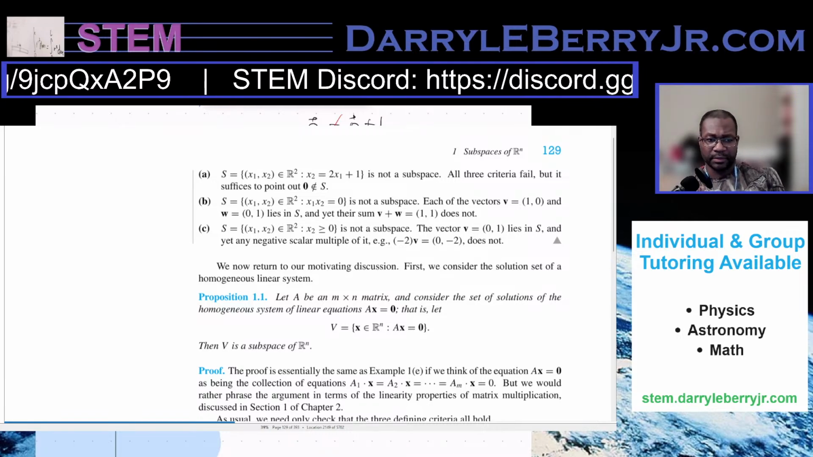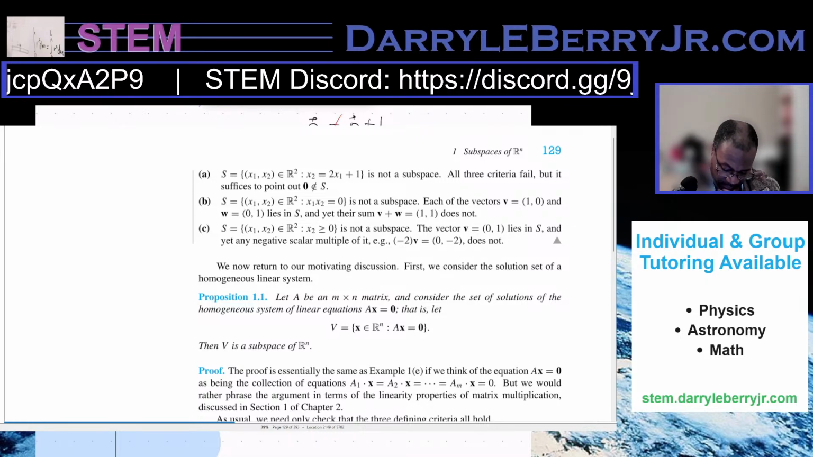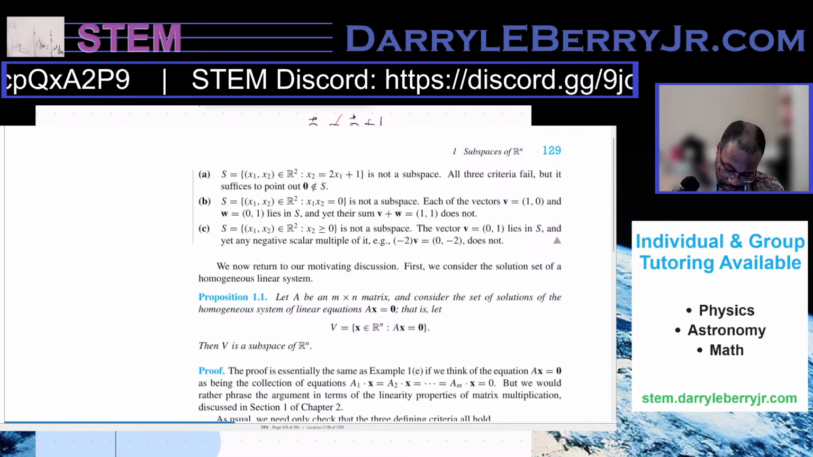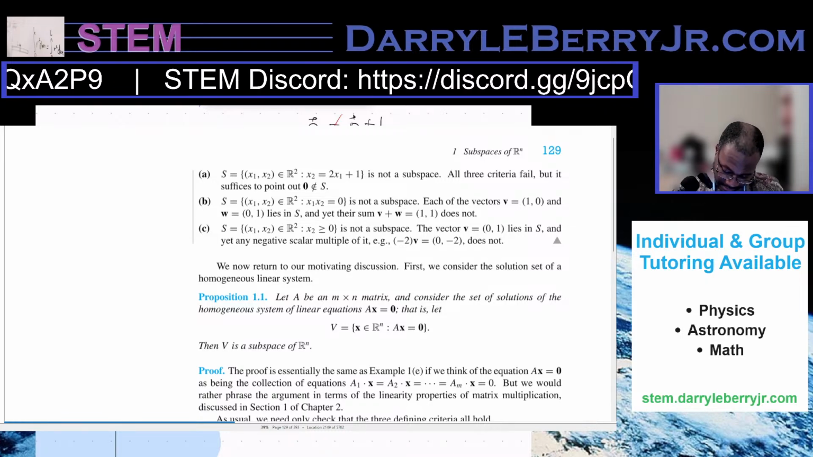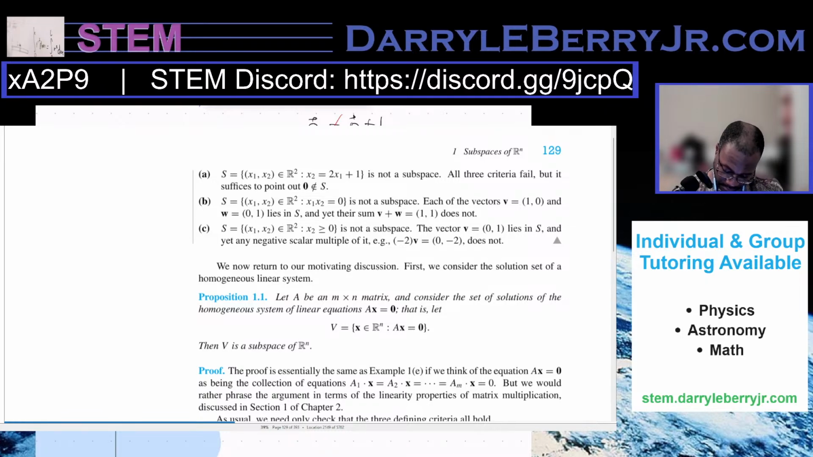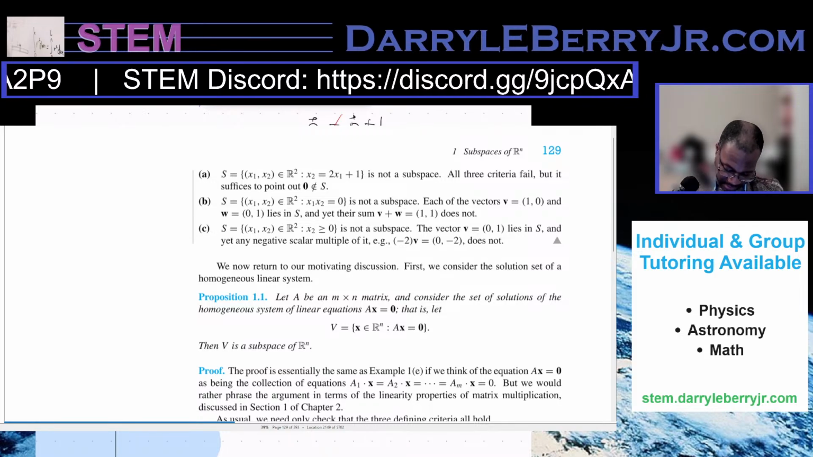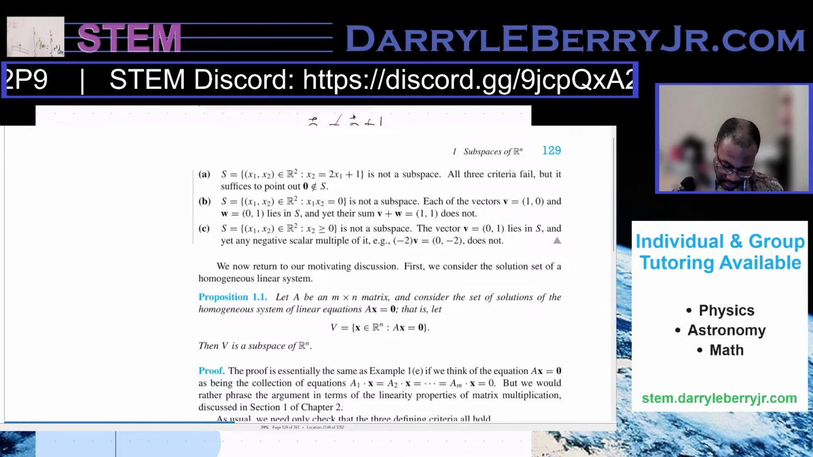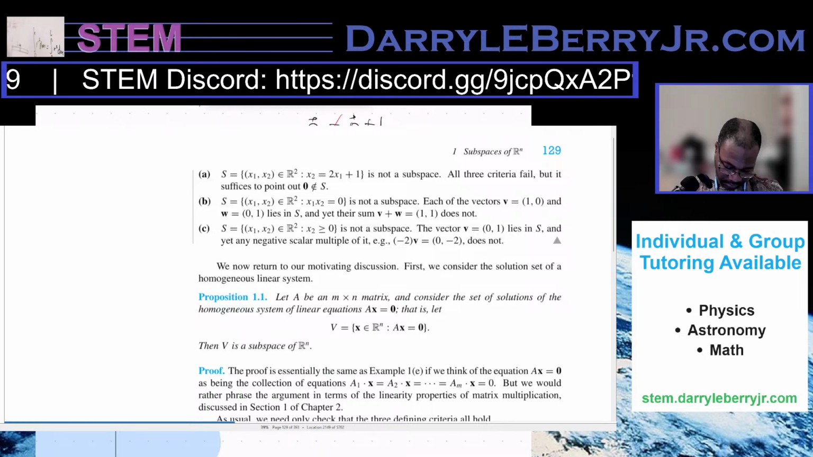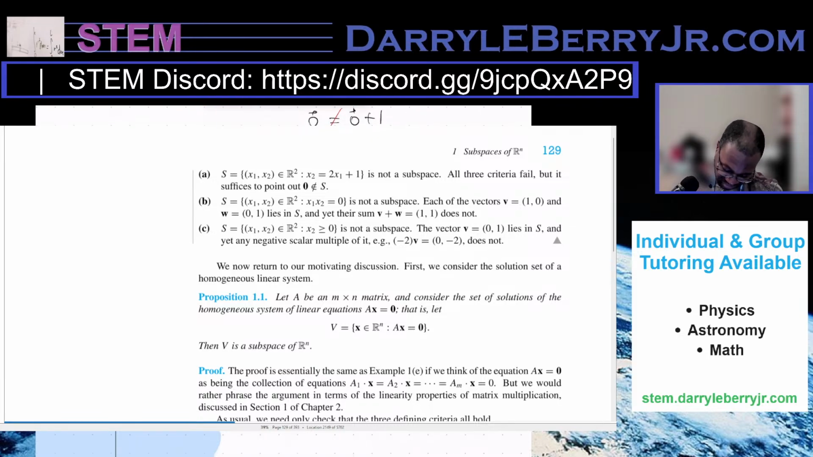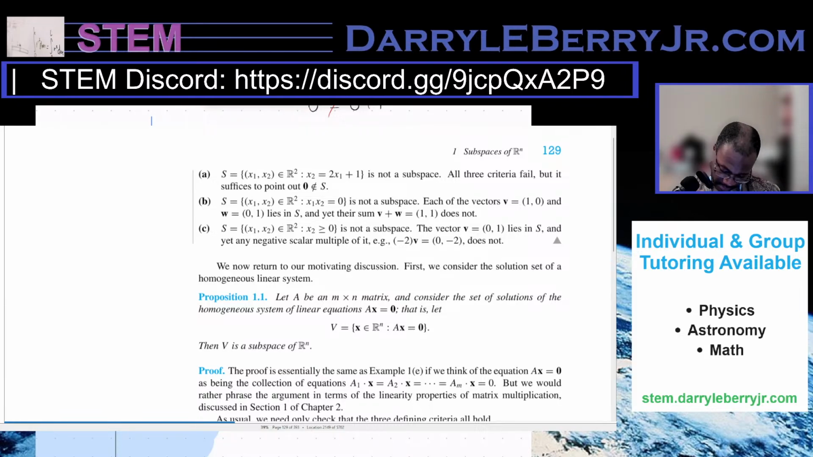Nope, I don't think that's correct. Hold up. Oh, I see. Because that's our new vector. So that becomes our new x1 and x2. So 1 times 1 equals not 0. So it's not a subspace. Right, there's that.